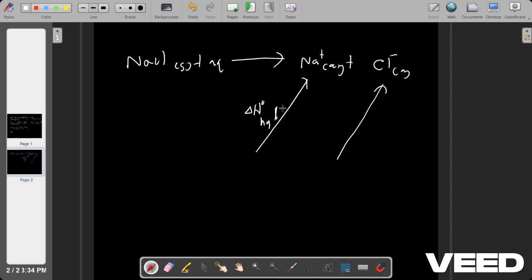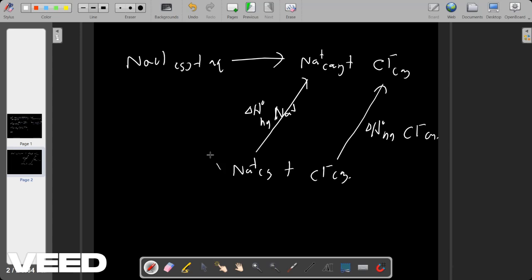Hydration enthalpy of Na plus. This is delta H naught hydration enthalpy of Cl minus aqueous. This is sodium plus gas, Cl minus gas. Now here's the thing. This is the lattice enthalpy in this direction, delta H naught sodium chloride lattice enthalpy. Now to complete the Hess cycle, you must change the direction of the arrow.